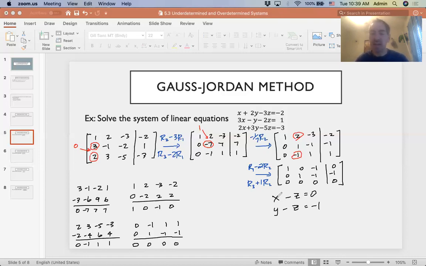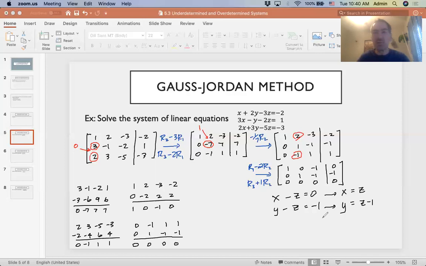And so notice here that x and y can be written in terms of z. If we were to solve for x, x is equal to z. y is equal to z minus 1. So z we say is the independent variable because z can equal anything, since we have that 0 in the third position in the third column. z is the independent variable. x and y are the dependent variables. x and y depend on what z is.